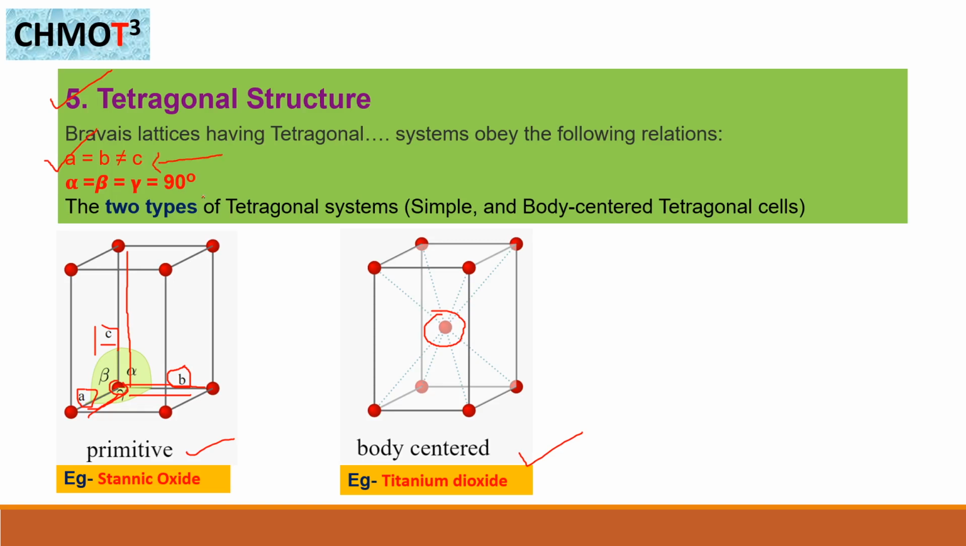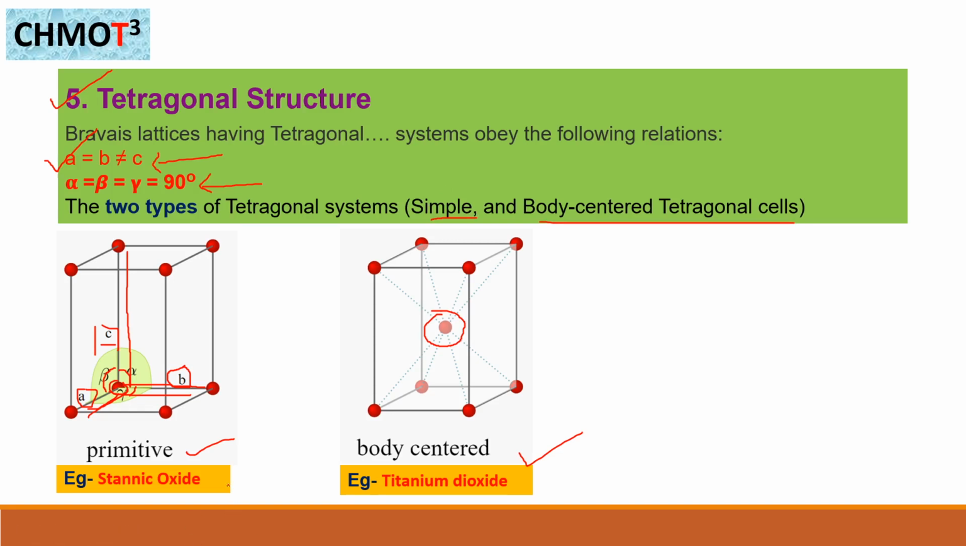But the angle of that particular axis or dimension is equal to 90 degree. This is the alpha angle, this is the beta angle, and this is the gamma angle. How much degree? 90 degree. So these are the two types of tetragonal system, that is simple tetragonal structure, and another one is the body centered tetragonal cell or structure.